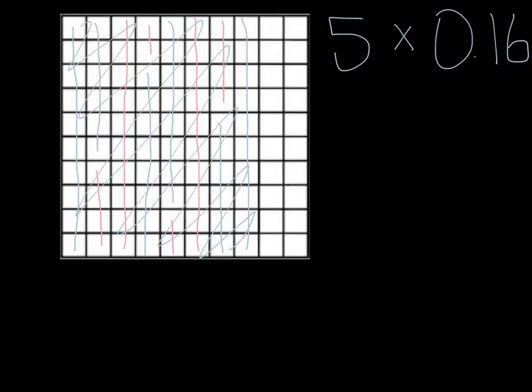And going back and counting that, that's 10, 20, 30, 40, 50, 60, 70, 80 hundredths, which would be represented as a product of decimal 0.80.